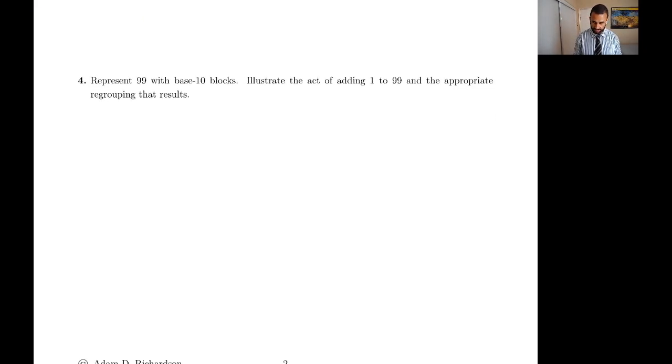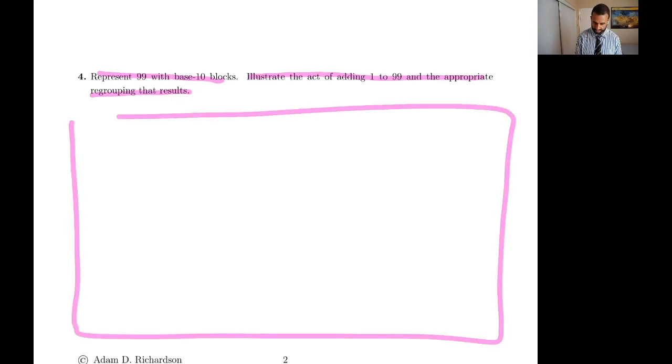Represent 99 with base 10 blocks, and then illustrate the act of adding 1 to 99 and the appropriate regrouping that results. So this question is actually a lead-in to the next chapter, chapter 3 and lecture 3A, in fact. What you're going to do is first draw a picture of the quantity 99 represented with base 10 blocks. Then you're going to try to draw the act of adding a single unit. And then you're going to draw another picture that shows the regrouping, what happened after you added that. And that's why you can use all this space. So that's what you're going to do. And then we're going to do more of that in the next chapter.